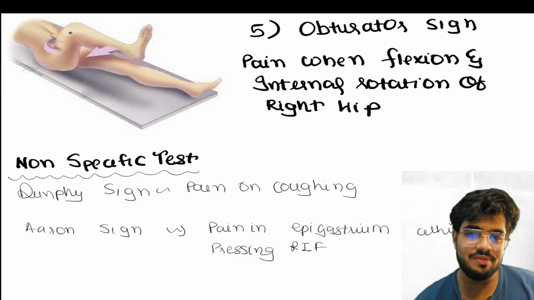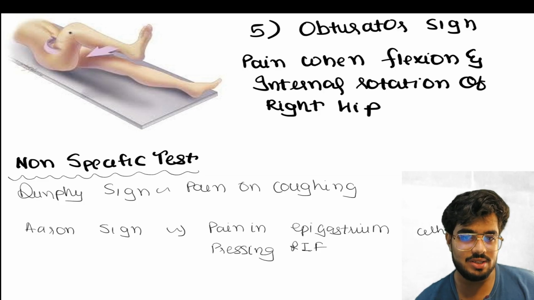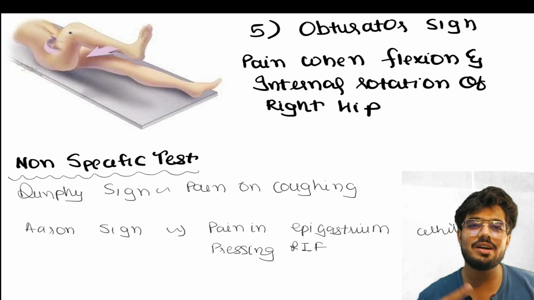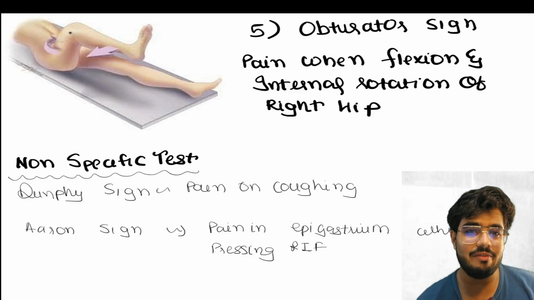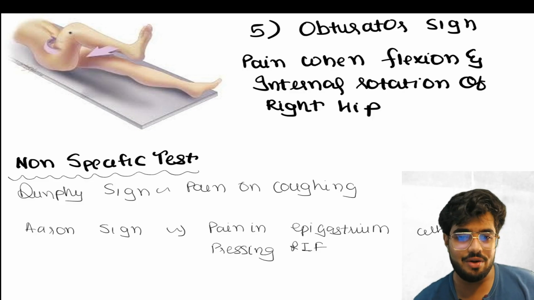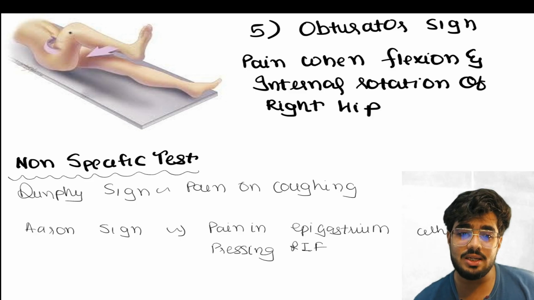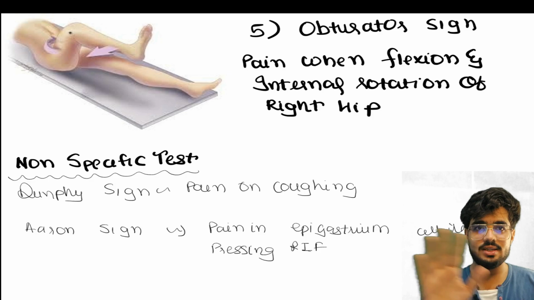And there are some non-specific tests like Dunphy sign and Aaron sign. Dunphy sign is like our impulsive cough test. Similarly, a patient will feel pain while coughing. In Aaron sign, there will be pain in the epigastrium while pressing in the right iliac fossa. So we understand these signs so far.